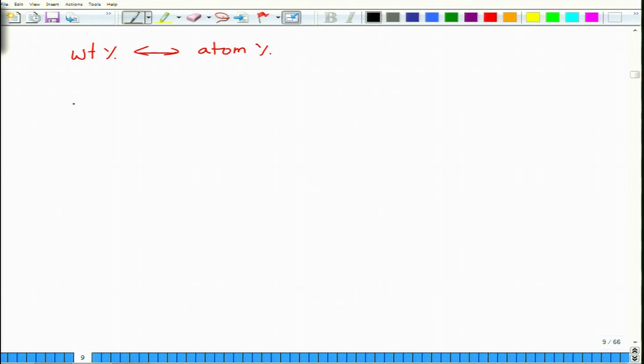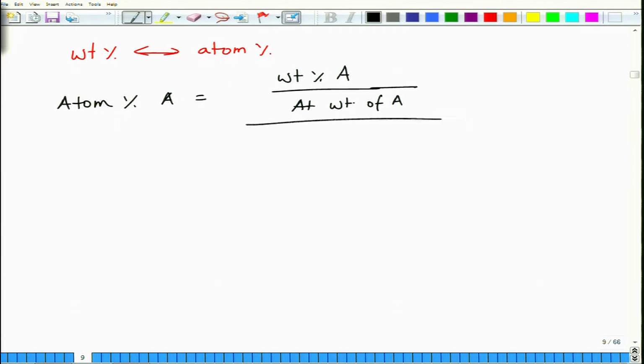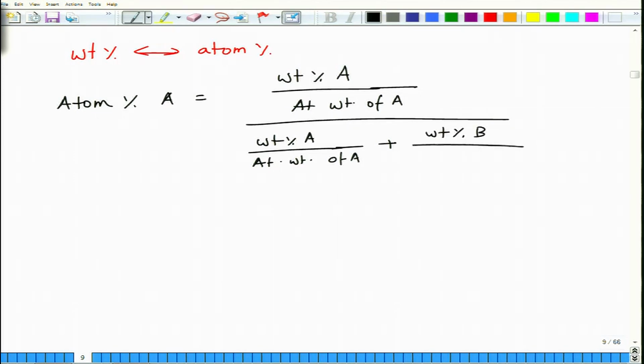then atom percent is basically, so if you have a multi-phase multi-component system, let us say atom percent of A is equal to weight percent of A divided by atomic weight of A, divided by weight percent of A divided by atomic weight of A plus weight percent of B divided by atomic weight of B. Similarly, you can do the same for B and multiply it by 100.